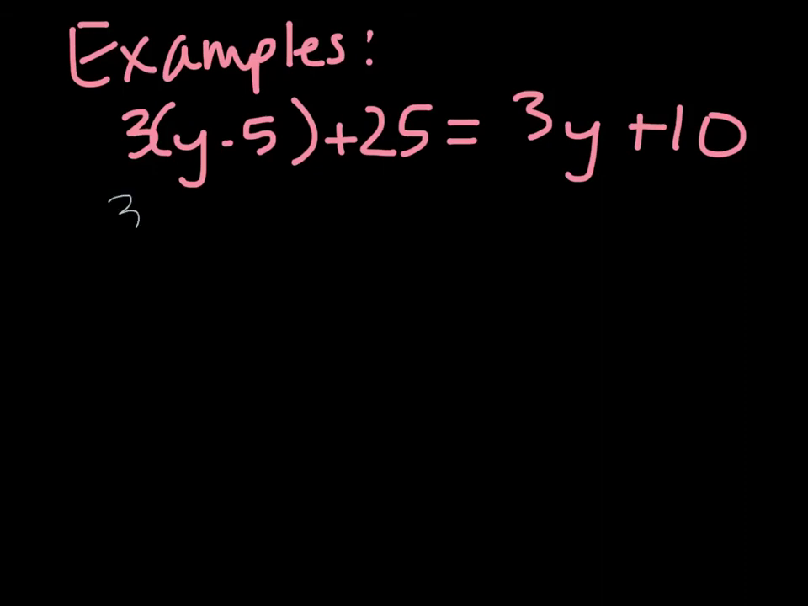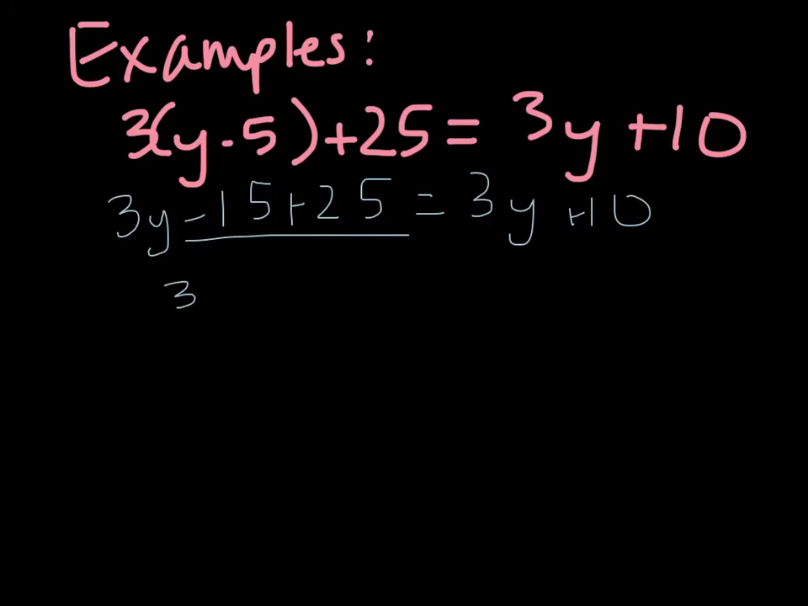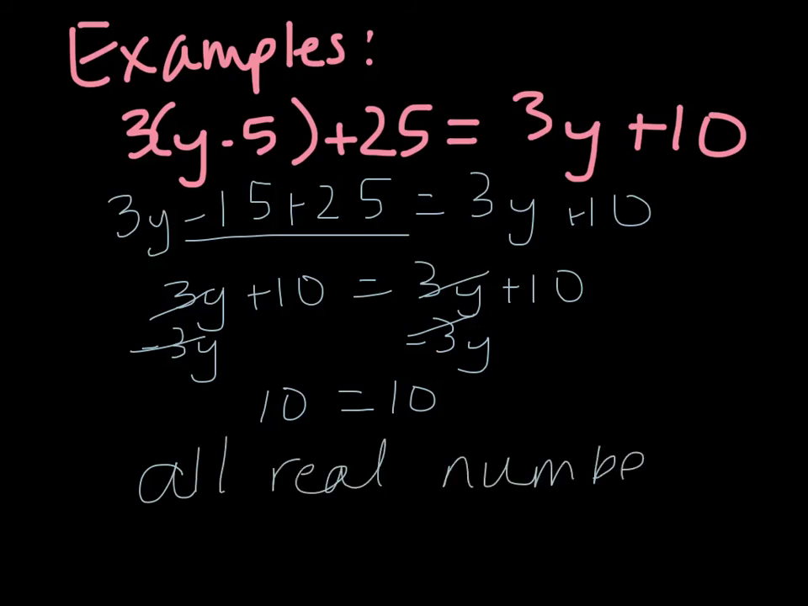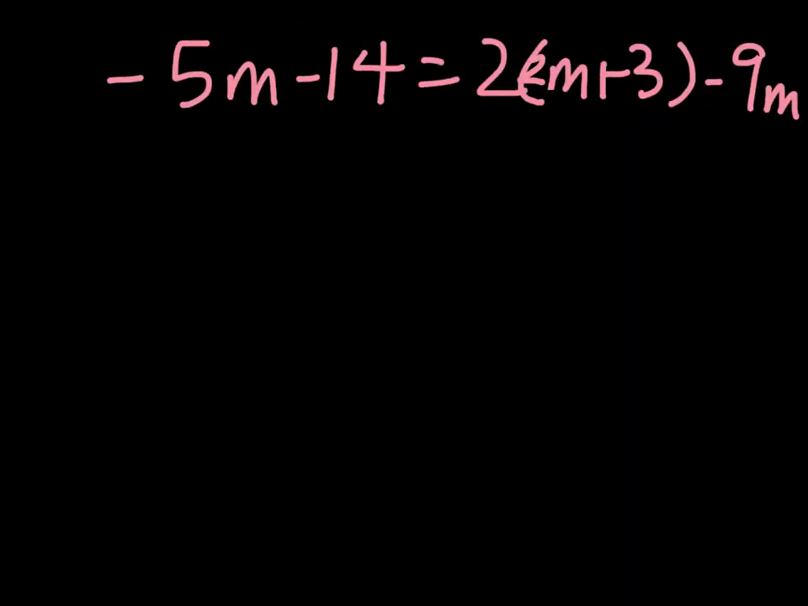So again, I'm going to distribute: 3y minus 15 plus 25 equals 3y plus 10. I'm going to simplify and get these two together. So 3y plus 10 equals 3y plus 10. I'm going to get my variables on the same side. So then I have 10 equals 10, because the variables canceled out on both sides. So I say to myself, is this true? Well, yes, 10 does equal 10. So I say that my solution is all real numbers. That means that y could be anything, and you can plug in anything for y, and that equation will be true.